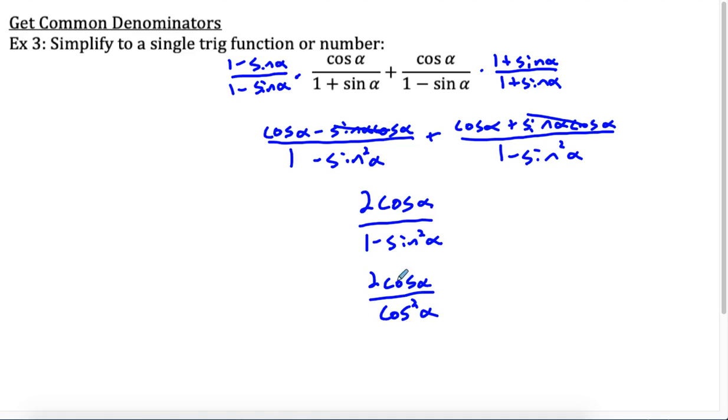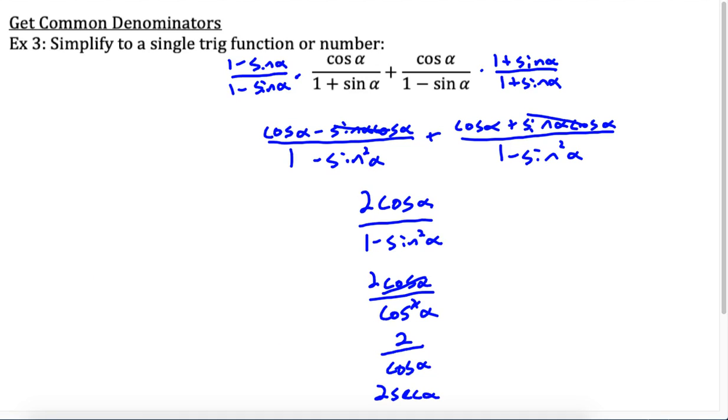Now, I can cancel out one of the sets of cosine. So this denominator, if it's cosine squared, it's really cosine times cosine. So if I cancel one of those out, I'm just left with 2 over cosine. And then finally, I know that cosine is the reciprocal of secant. So I can say that this is just equal to 2 times the secant of alpha. This whole thing at the beginning just simplifies to 2 times the secant of alpha.